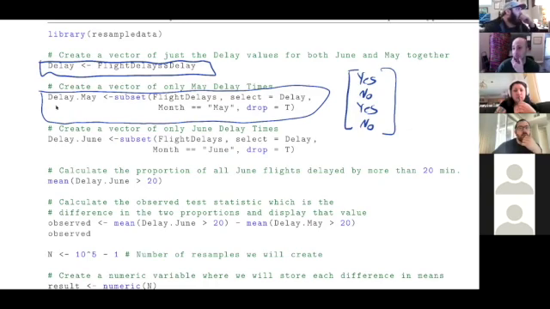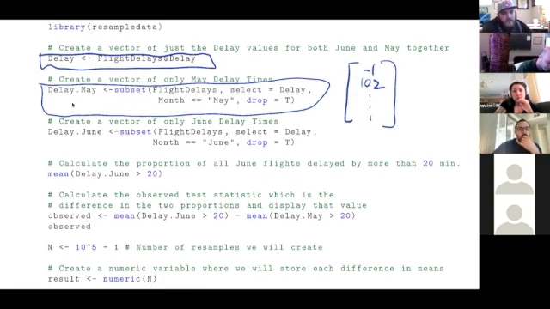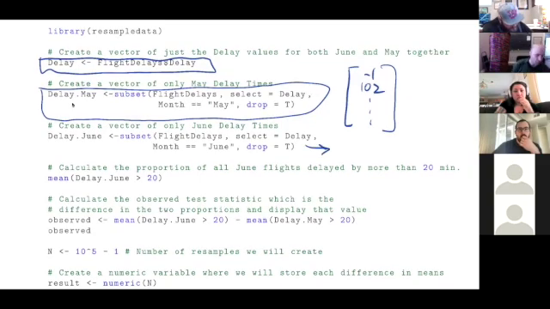So delay is actually a numeric value. I'm looking at it right now. It's telling you how many minutes this thing was delayed. So this is not going to be yes or no's at first. It's going to be how long was the flight delayed? So these are numbers. And this does the same for all of June.